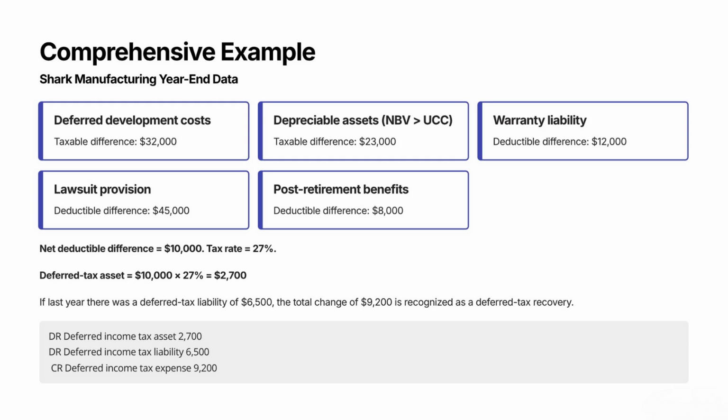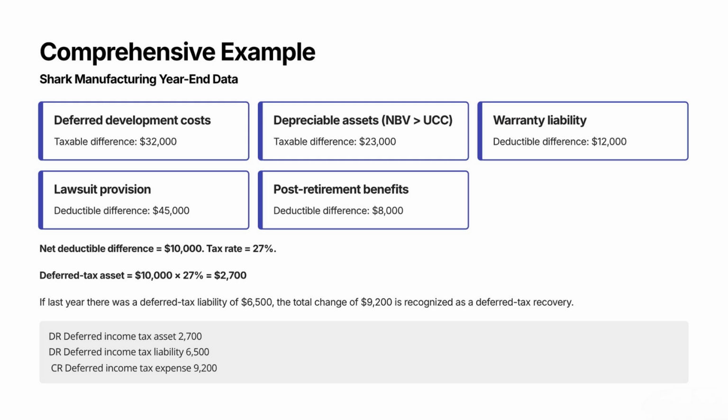Now let's pull it all together in a more comprehensive example. Let's walk through an example using Shark Manufacturing's year-end information. First, here are the temporary differences on their books. They have deferred development costs, creating a taxable difference of $32,000. Their depreciable assets also give rise to a taxable difference of $23,000. On the other side, there's a warranty liability with a deductible difference of $12,000. A lawsuit provision creates another deductible difference of $45,000. And post-retirement benefits give a deductible difference of $8,000.